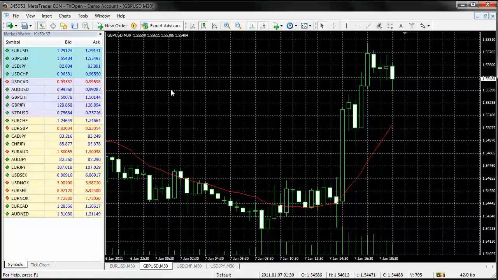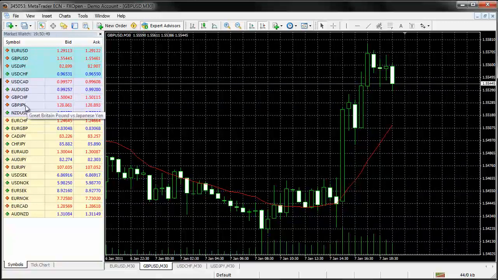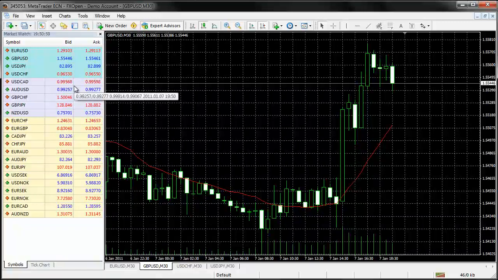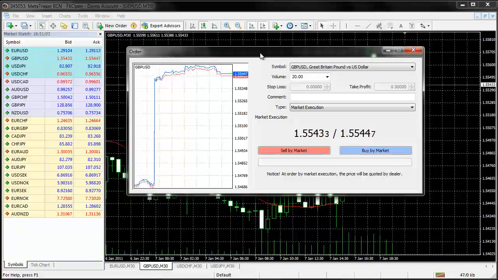Now in the market watch you have 3 columns: the symbol column, the bid, and the ask price. Now you might not understand what these currency pairs mean, they're abbreviations, but if you hover over each one of them, you'll get a caption that comes up and lets you know what the currency pair is. Now also we have a bid and ask column. The better way to explain this is by bringing up this order box.